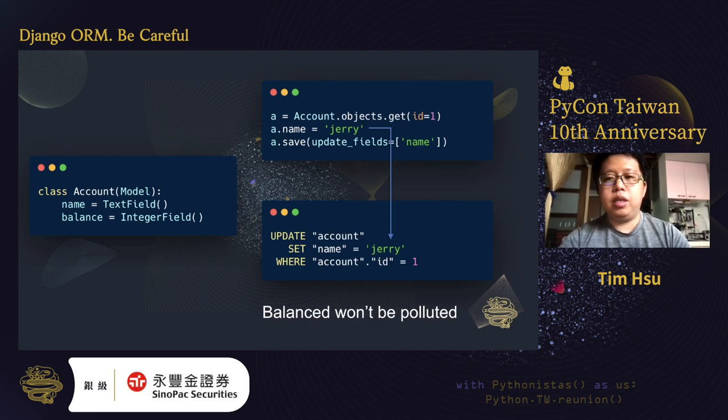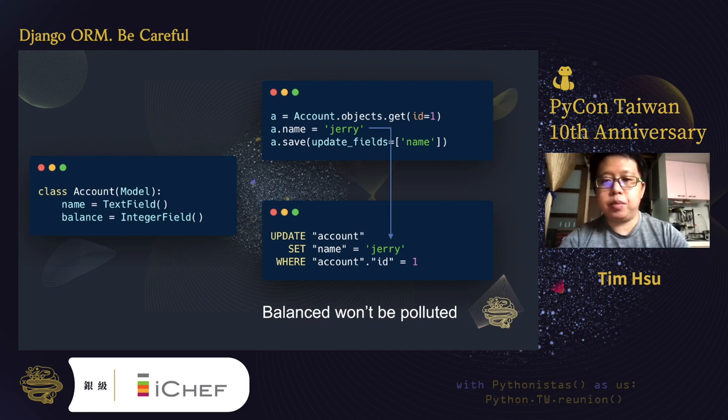Now, telling Django to skip balance is one possible way to avoid this. We can pass update_fields to the save method, and specify a list of field names we want to save. With it, we won't accidentally save all data back. If you want the code to be easier to read, you may write your own update_name method and put the attribute modification and save method together.